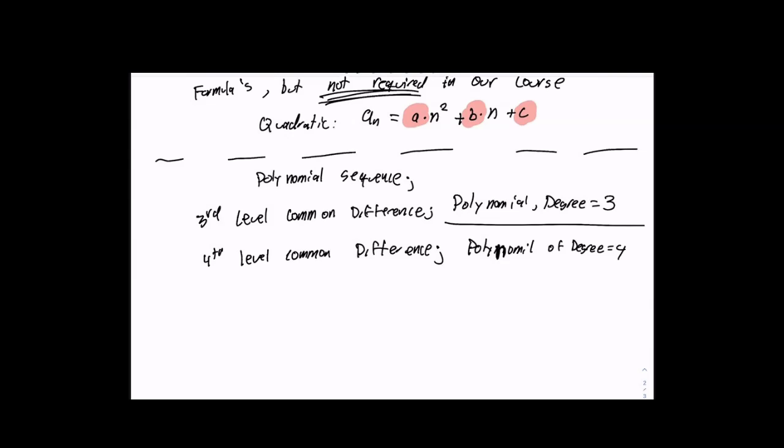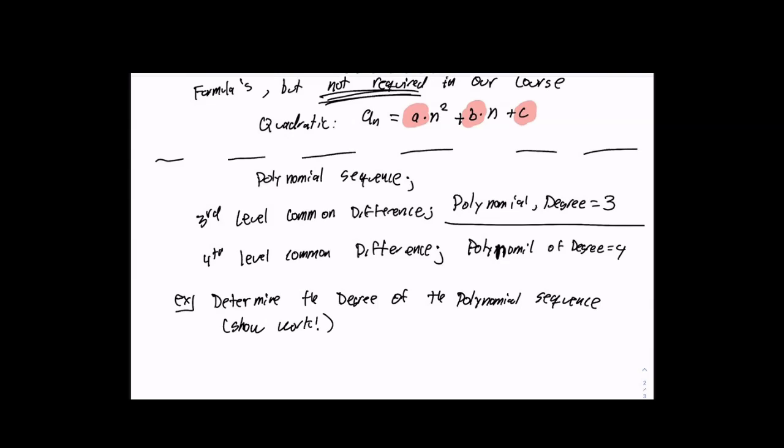So the second set of problems will be like this example. Determine the degree of the polynomial sequence. And what's most important here is that you show work. All right? If you just say, oh, degree 4, I need to see that you're actually being able to do this.